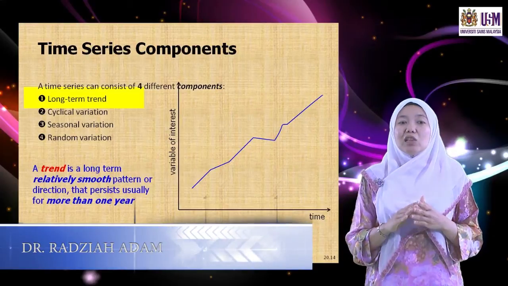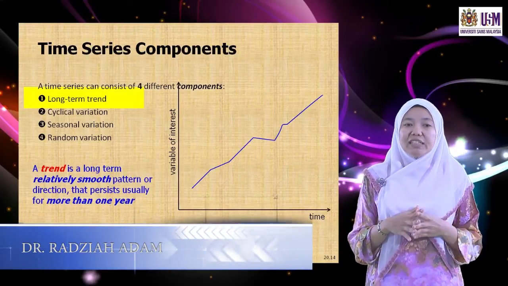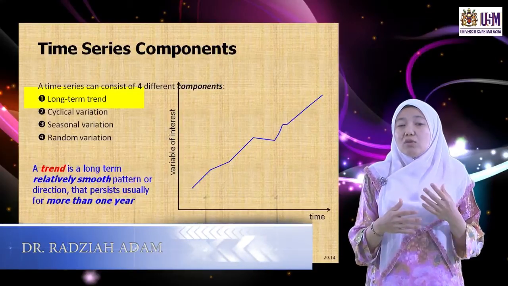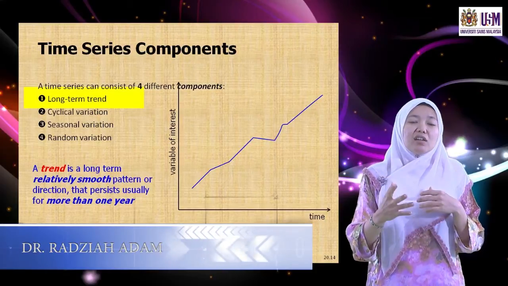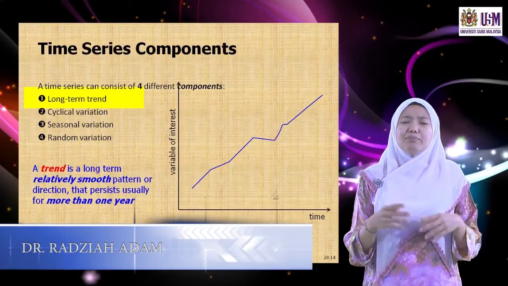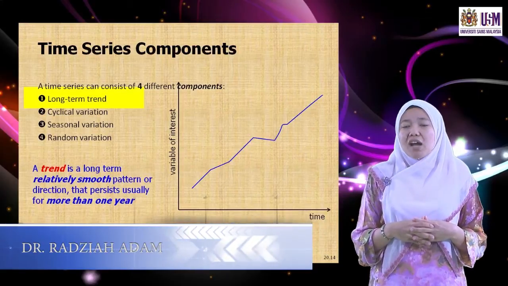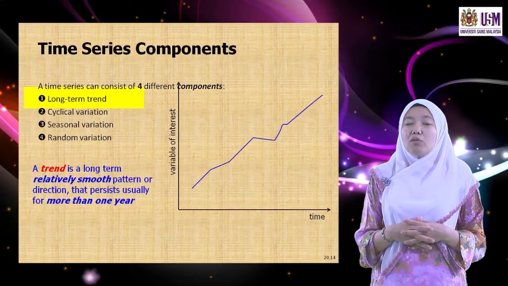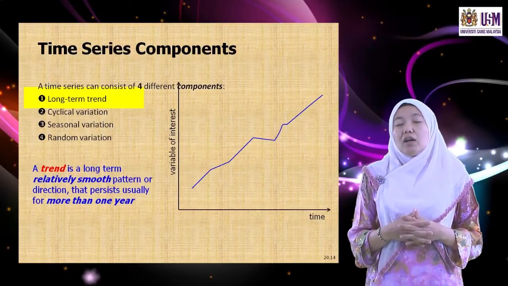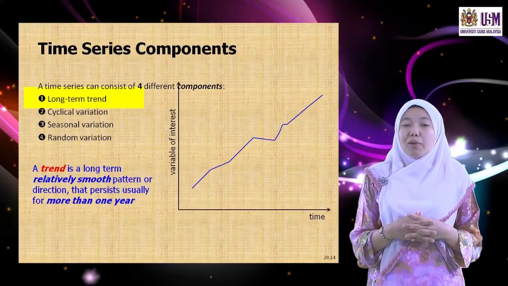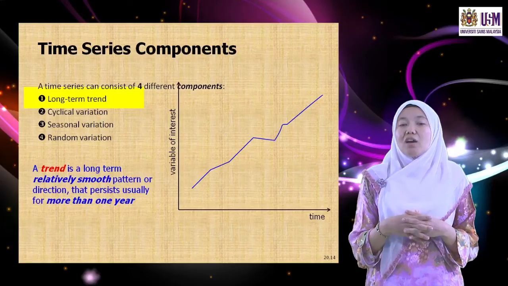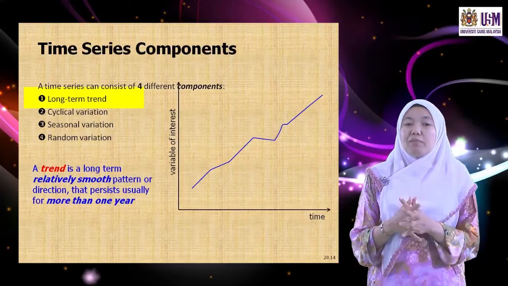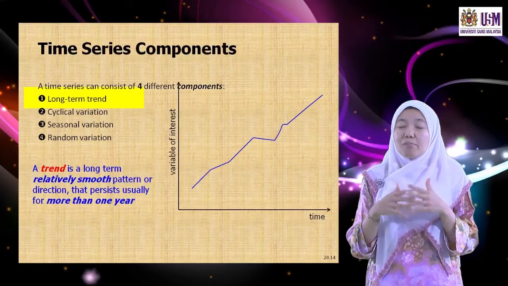A trend is a long-term, relatively smooth pattern or direction that persists, usually for more than 1 year. Usually you will say that there is an upward trend. For example, when we talk about demand for your product, it can be an upward trend, that means it's increasing. Or when we talk about demand for bungalows in Penang, I do not know, you can say that it's a downward trend, that means the trend is going down over time, but the time is more than 1 year, usually much longer.